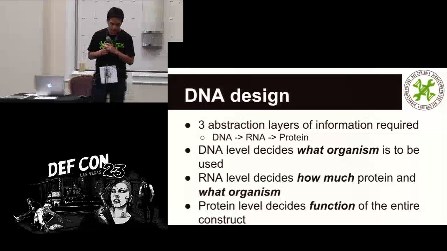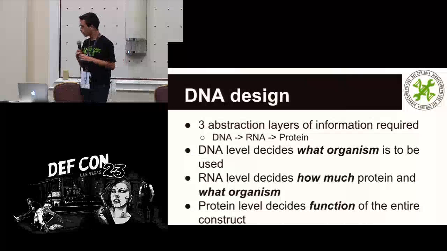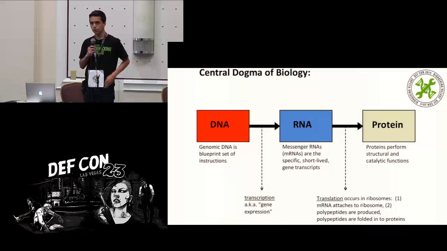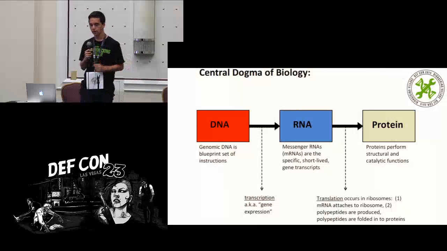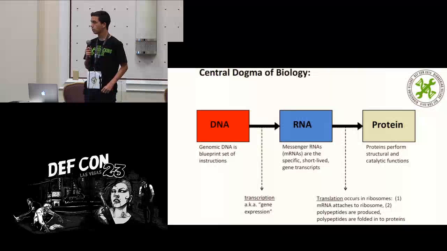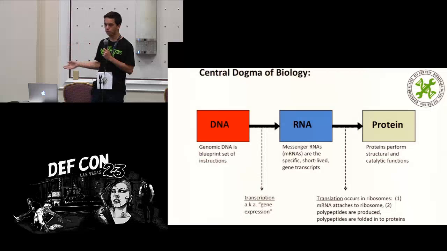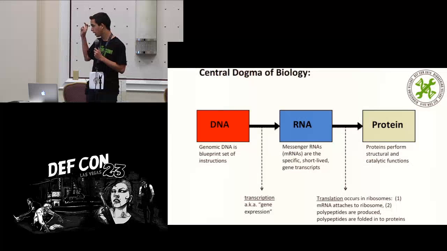First, on DNA design, we all know the central dogma of organisms, or a lot of us do. We have DNA, which is our genetic code. The next talk will go more into the basics of this. But basically, we have DNA, which is our genetic code, and then an abstraction layer above that, which is RNA. RNA then gets turned into protein, which is the final layer.